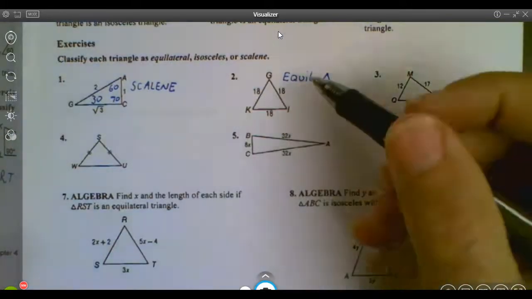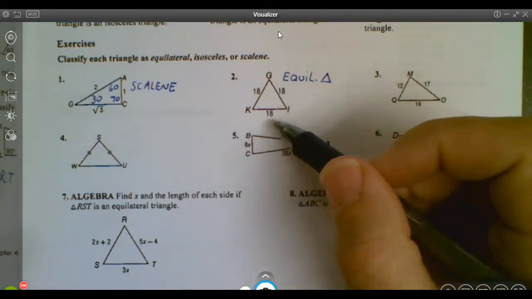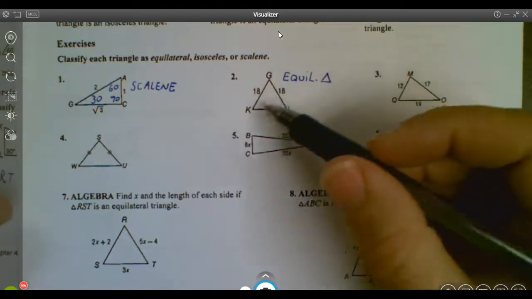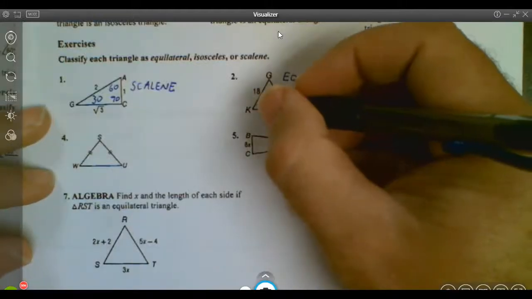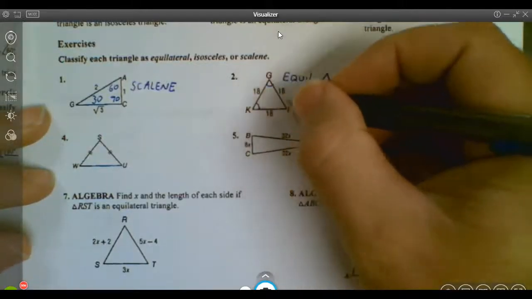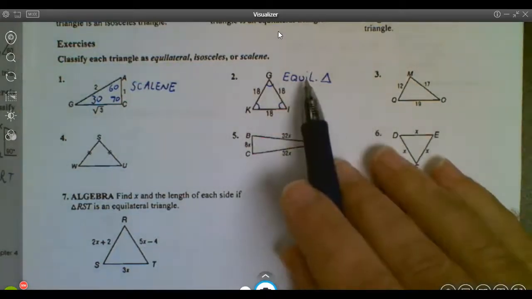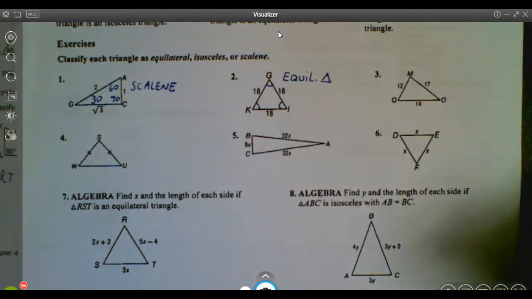However, one thing that we're going to see as we move forward through this chapter is, if all the sides are the same, guess what has to be true about all the angles? All the angles have to be the same. So if this is an equilateral triangle, then automatically it will also be an equiangular triangle. So the two names that we could give to classify this would be equilateral, based on the sides, and equiangular, based on the angles. So we could name it both.